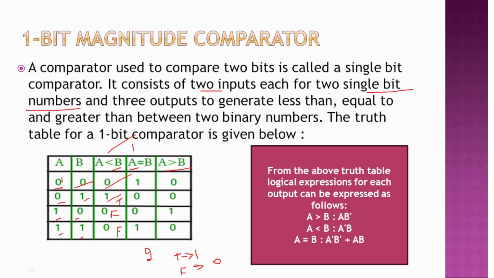Like that, you fill the next output, A equal to B. For the first values A equal to 0 and B equal to 0, the condition is true, so you fill 1. A is 0 and B is 1, the condition is false, so you fill 0. The third value, A is equal to 1 and B is equal to 0, the condition is false, so you fill 0. And the final value, A is equal to 1, B is equal to 1, the condition is A equal to B. Both values are equal here, so you fill 1. The condition is true.